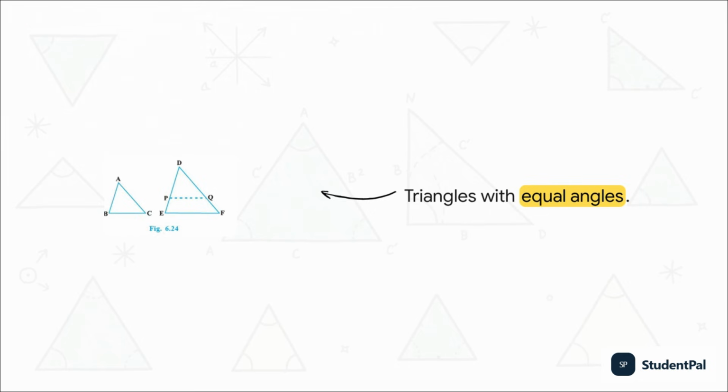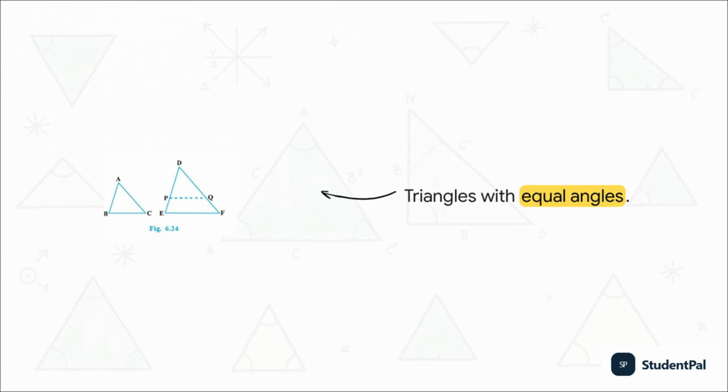Theorem 6.3 is our first shortcut. It says that if in two triangles the corresponding angles are equal, then their sides are automatically proportional, and hence the triangles are similar. Let's prove it visually. Imagine we take a small triangle ABC and a larger triangle DEF. We already know angle A equals angle D, angle B equals angle E, and angle C equals angle F.